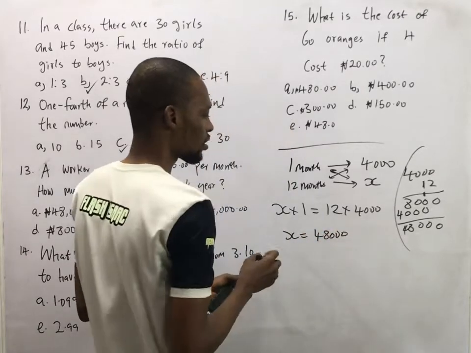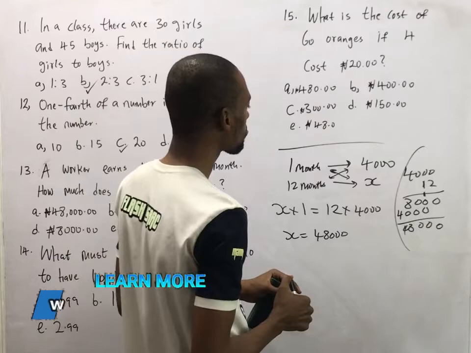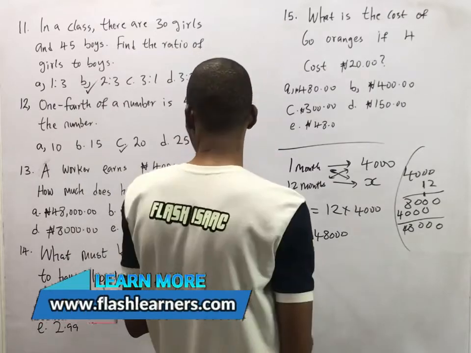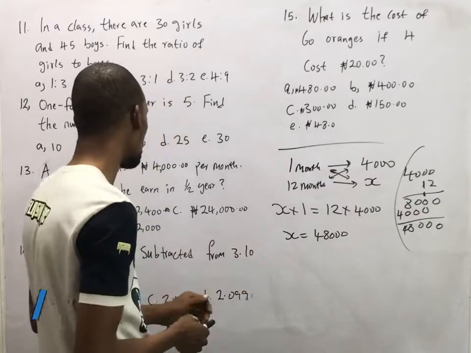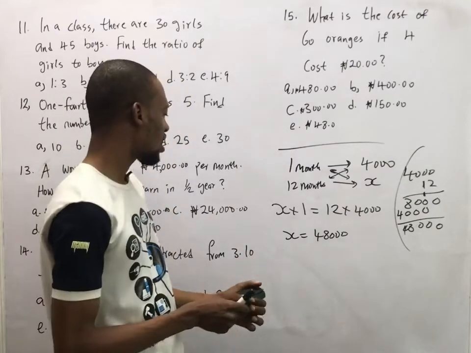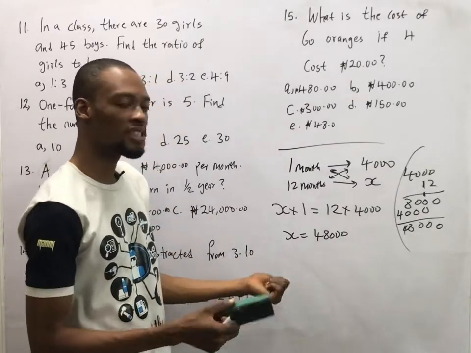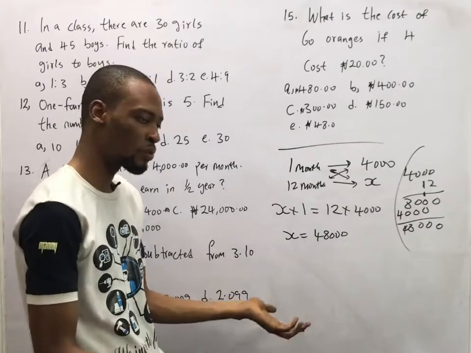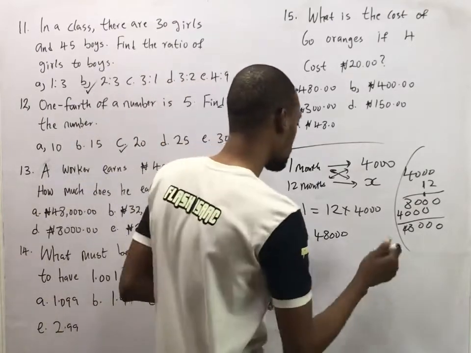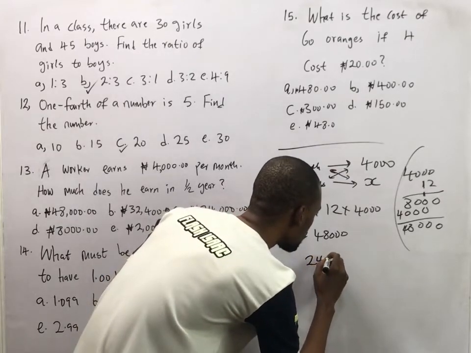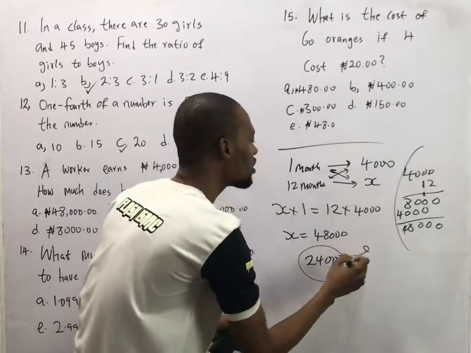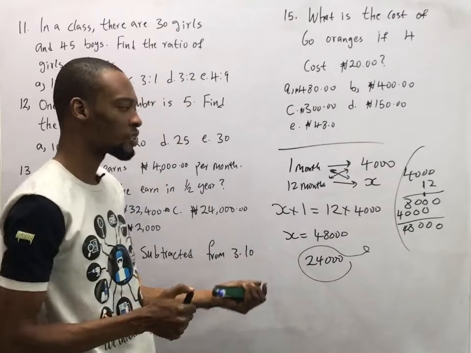48,000. Now, in a year, he earns 48,000. But we are not looking for how much he earns in a year. We are looking for how much he earns in half a year. And what is half a year? It's simply 6 months, or a year divided by 2. So half a year will simply be 48,000 divided by 2, which will give you 24,000. This is one way to solve this question.